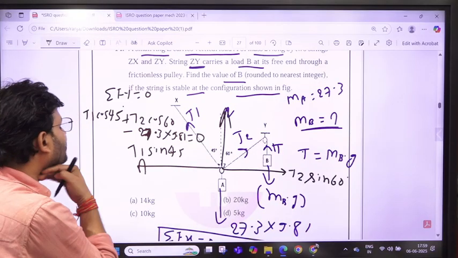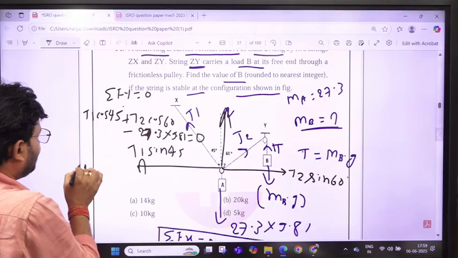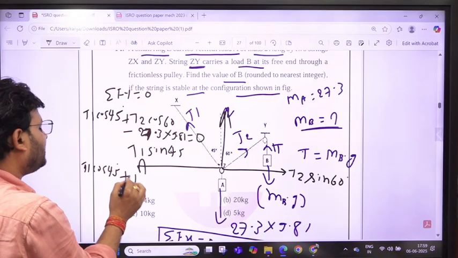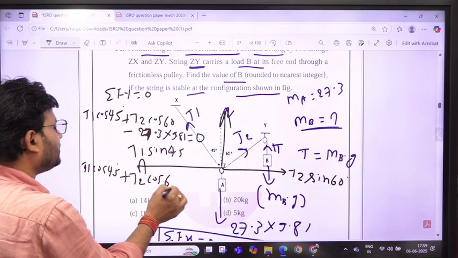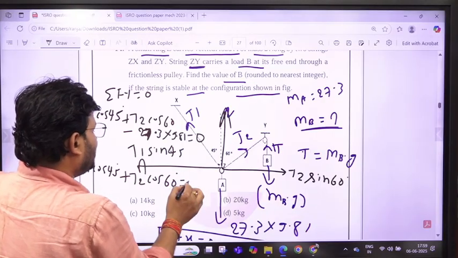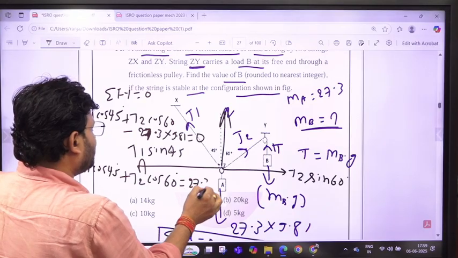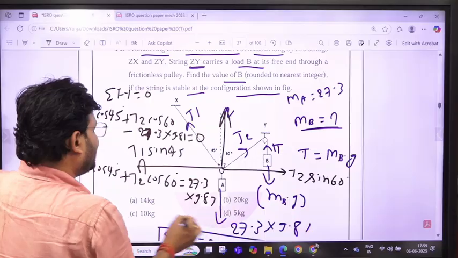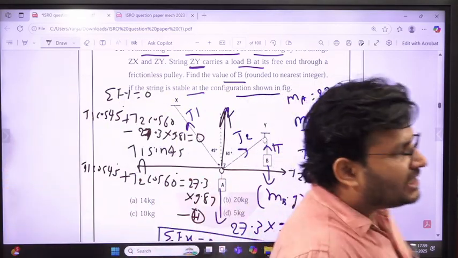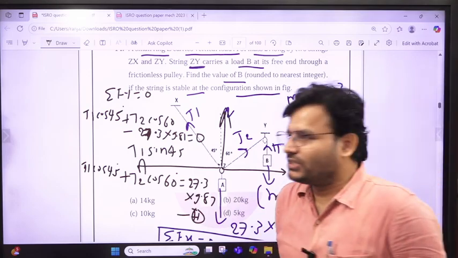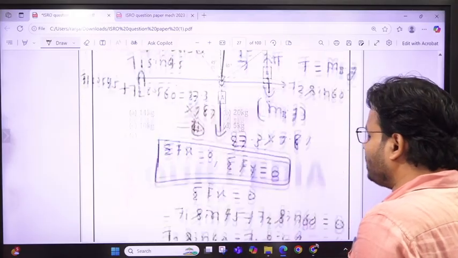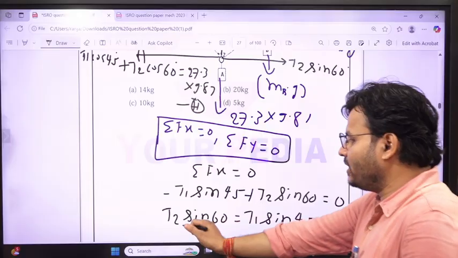So can you get equation number 2 from there? We can say, yes sir, T1 cos of 45 plus T2 cos of 60 is equal to 27.3 into 9.81. So my dear friend, that is equation number 2. From equation number 1 and 2, can you get the relation between T1 and T2 or not? Yes sir, by solving equations 1 and 2, I will get the relation between T1 and T2.